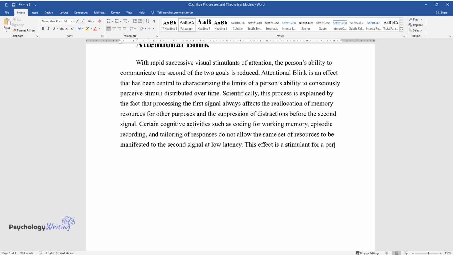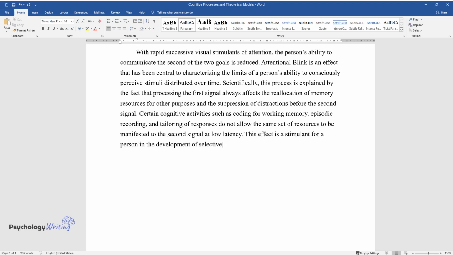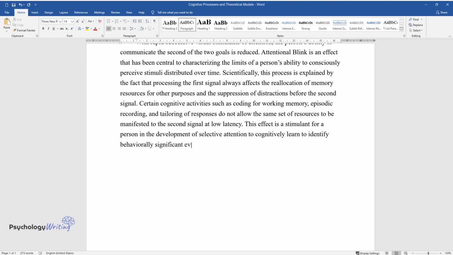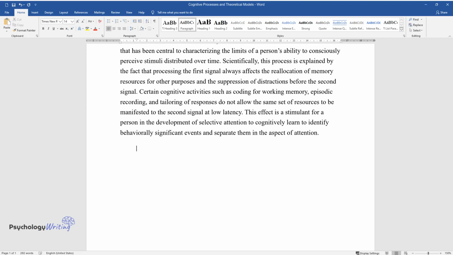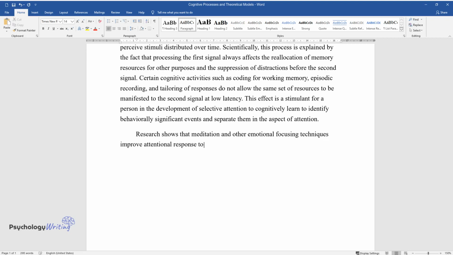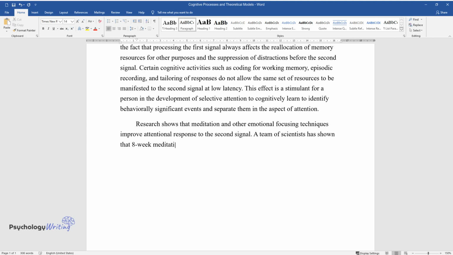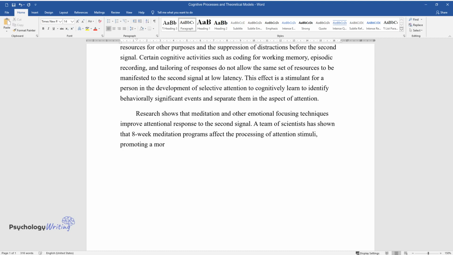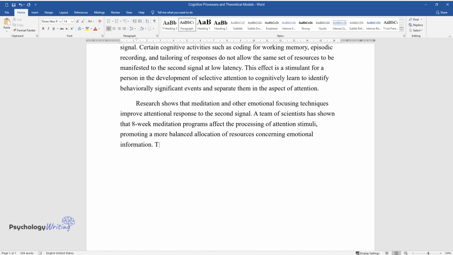This effect is a stimulus for a person in the development of selective attention, to cognitively learn to identify behaviorally significant events and separate them in the aspect of attention. Research shows that meditation and other emotional focusing techniques improve attentional response to the second signal. A team of scientists has shown that 8-week meditation programs affect the processing of attention stimuli, promoting a more balanced allocation of resources concerning emotional information.